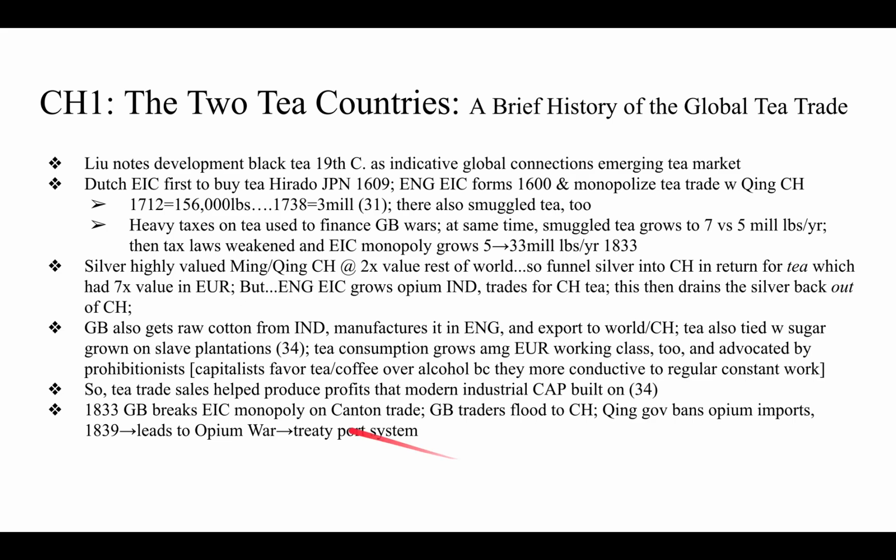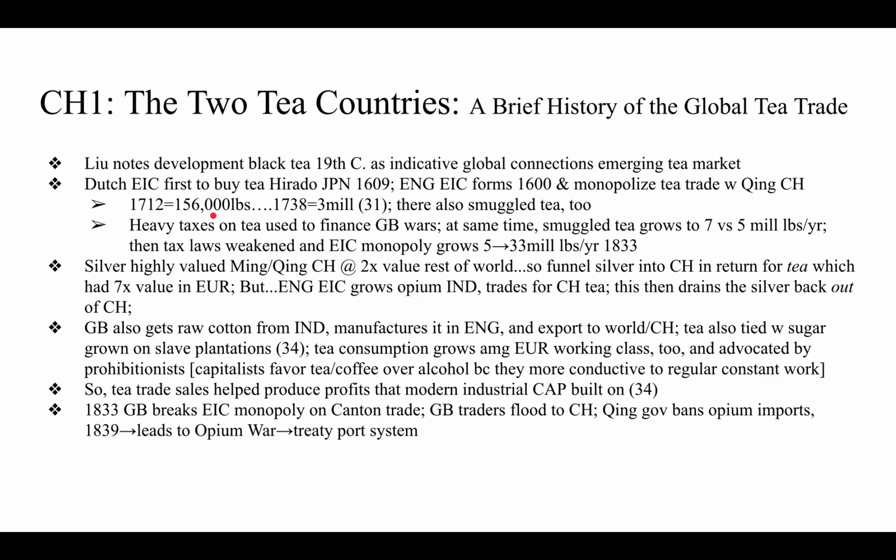Okay, so getting into the good stuff here, Chapter 1, the two tea countries. A brief history of the global tea trade. Liu notes the development of black tea in the 19th century is indicative of global connections emerging in the tea market. The Dutch East India Company were the first to buy tea in Hirado, Japan in 1609. The English East India Company formed in 1600 and monopolized the tea trade with Qing China.